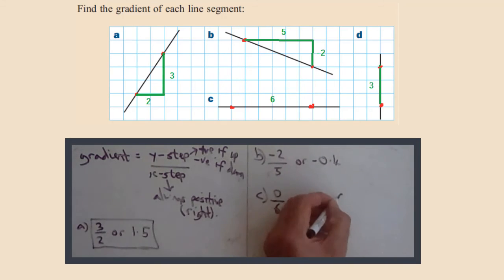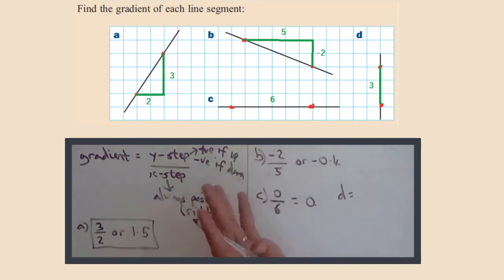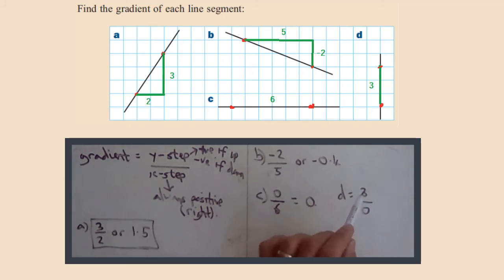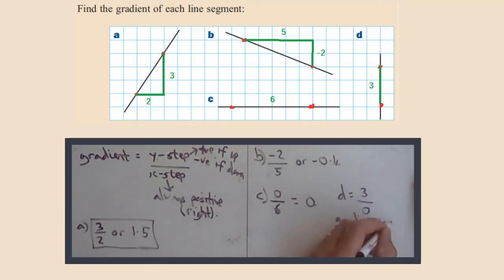So for D, the gradient equals y step over x step. So that's 3 divided by 0. Now, whenever you divide by 0, that's when you give yourself an undefined result. If you try it on your calculator, it'll probably say error or math error or something like that, depending on what calculator you have. Whenever you try to divide a number by 0, you don't get an answer for that. So this is undefined. Gradient is undefined. You write it down there.